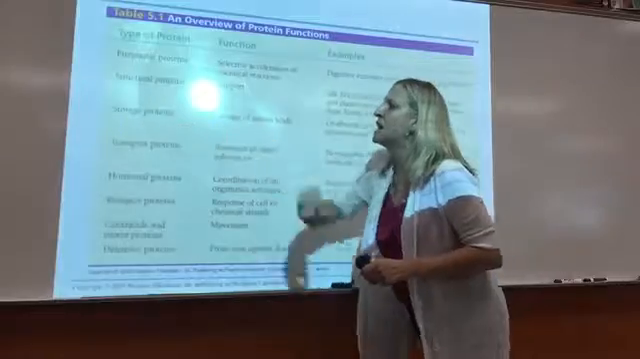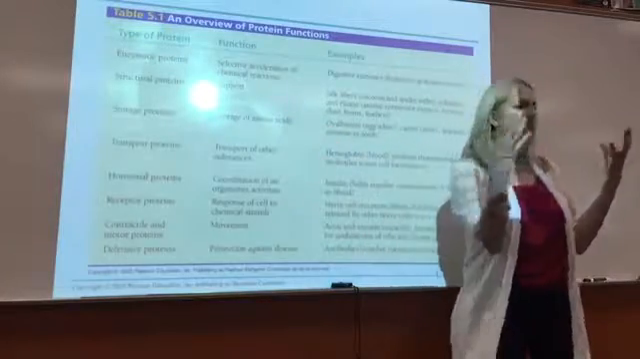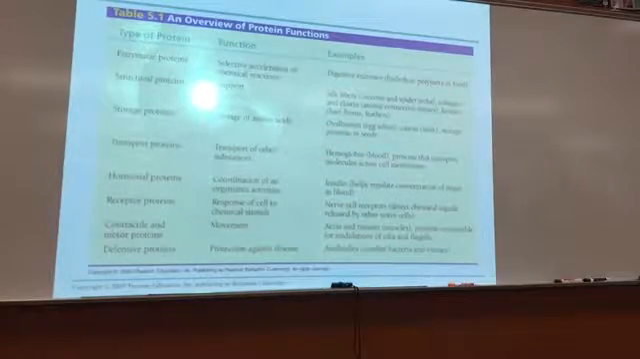So those are examples. Storage proteins. Some proteins store, it says here, storage of amino acids. So amino acids are used to build proteins. And the example that it gives is egg white. If you think about a chicken egg, the white part is basically all protein. And so what that does is it's a storage of amino acids for the growing chick, and they can use those amino acids to build proteins and grow.